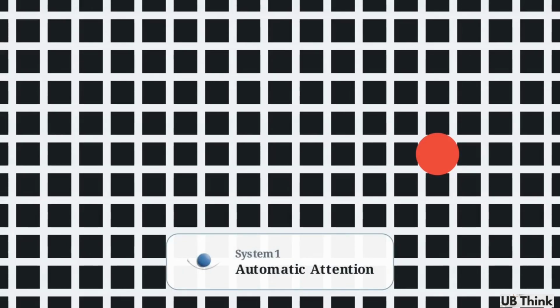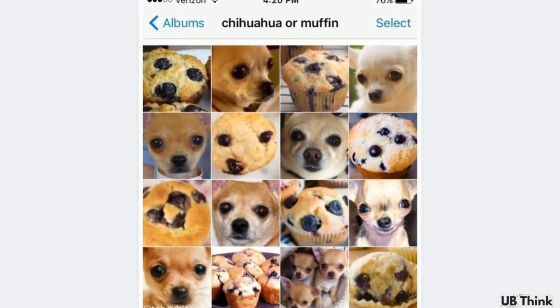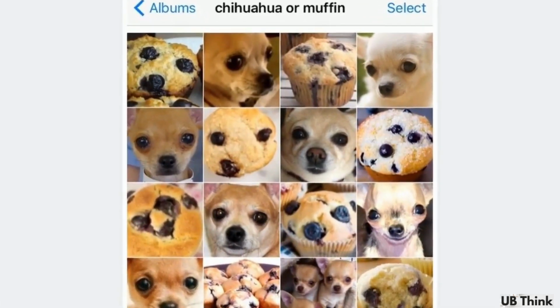Look at the screen. A bunch of identical black squares. Suddenly, a red circle appears. Your eyes darted to that red circle before you formulated a conscious choice to look at it. This instant reaction is driven by what Daniel Kahneman calls fast thinking.